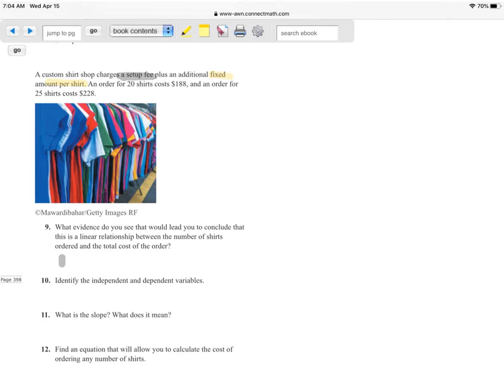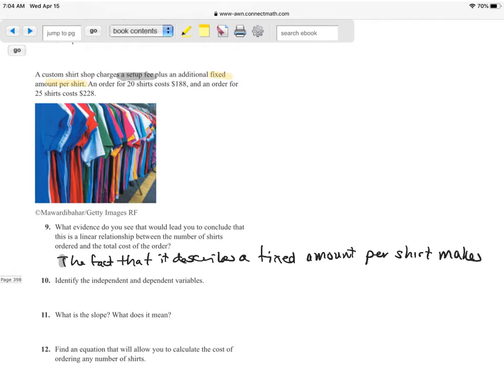let's get the right pen. The fact that it describes a fixed amount per shirt makes it linear. And I'm going to put here it's a constant rate of change, right? That's what we're describing there.